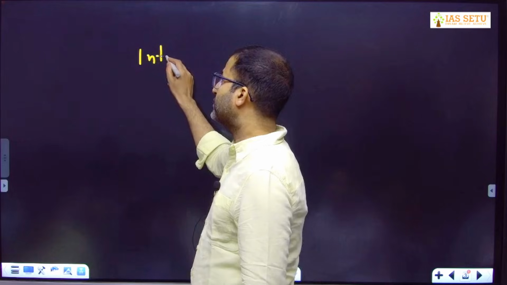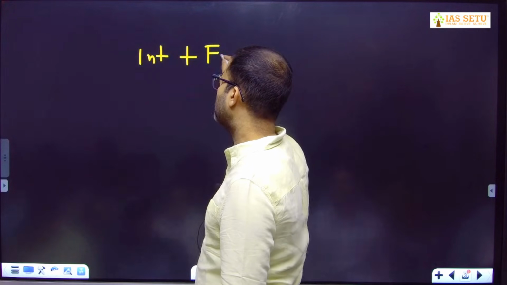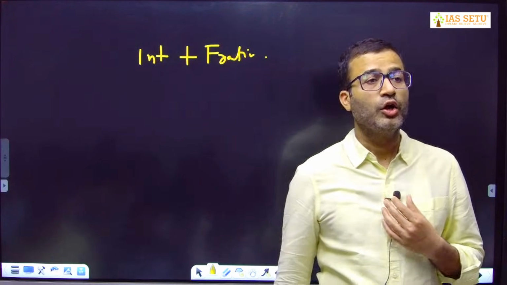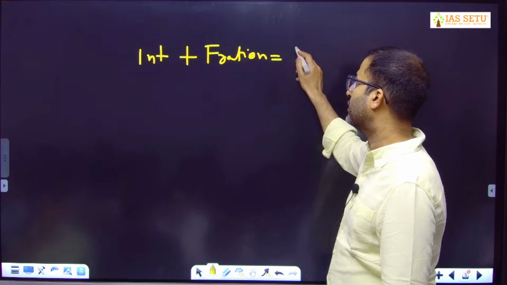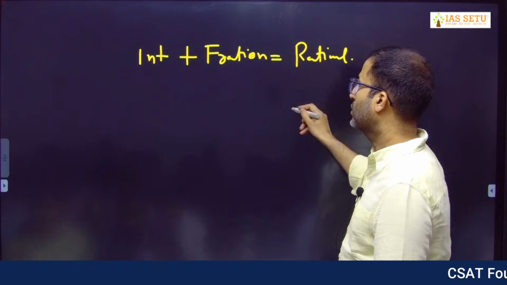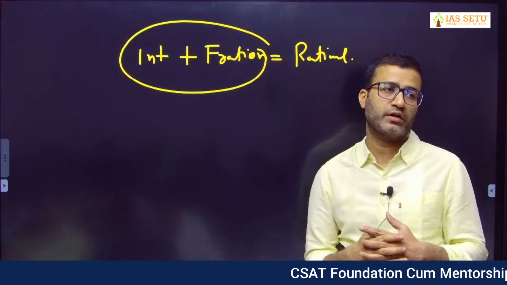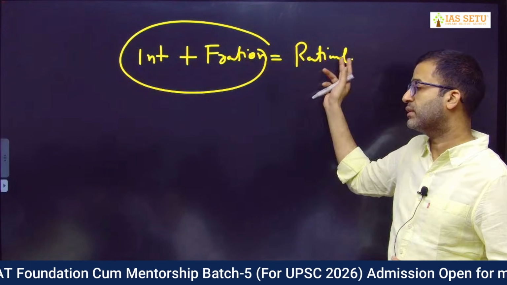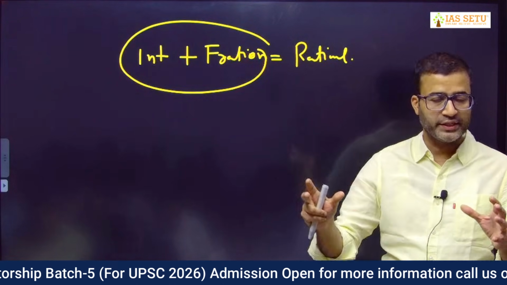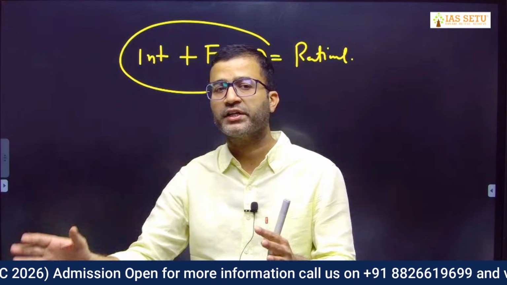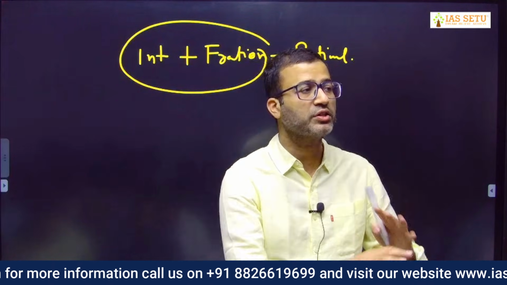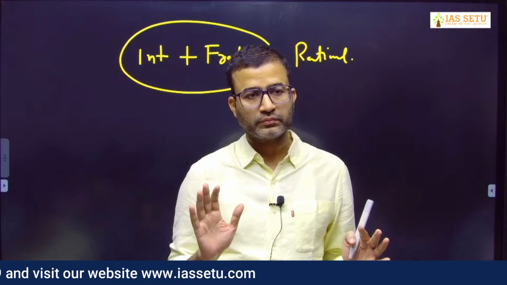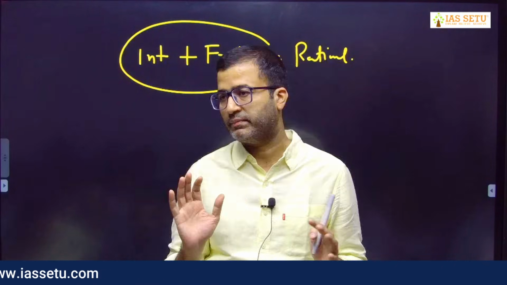Now here in integers, if you add fractions like 1/2, 2/3, 3/4, then integer plus fraction is a rational number. So these two things together give you a rational number, or we can say integer is a subset of rational numbers, and fraction is a subset of rational numbers. If you add fractions like 1/2, 1/3, 2/3 to integers, integer plus fractions are rational numbers.